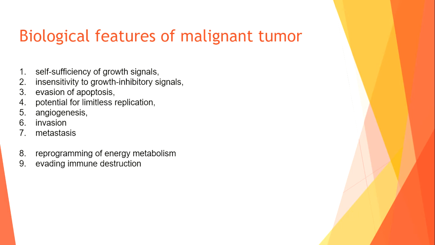Second, insensitivity to growth inhibitory signals. We have such a compound, for example, called tumor necrosis factor, and when it connects to the receptor, the growth rate of the normal cell is inhibited, so it doesn't divide. Third, evasion of apoptosis. You must remember that apoptosis is programmed cell death, and it is not a feature of the malignant tumor.